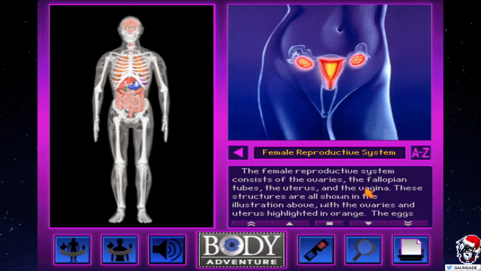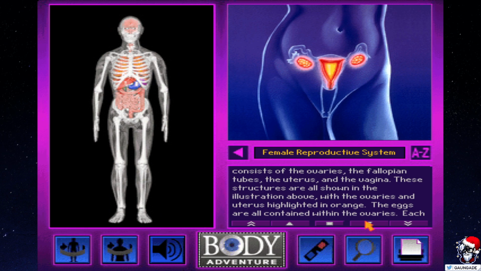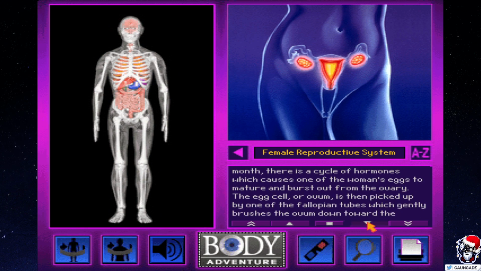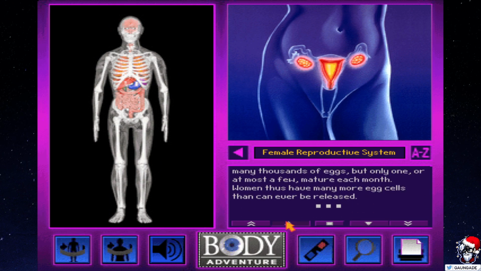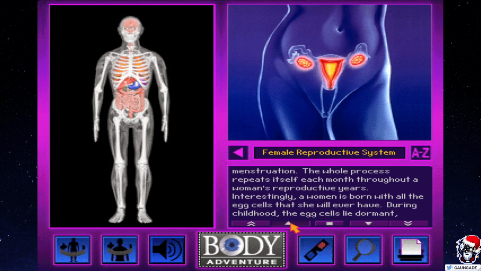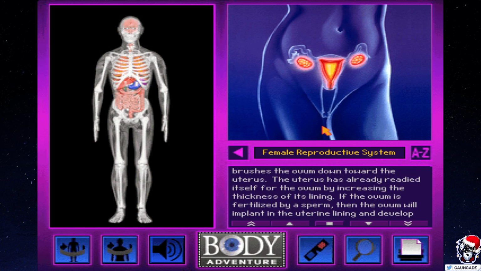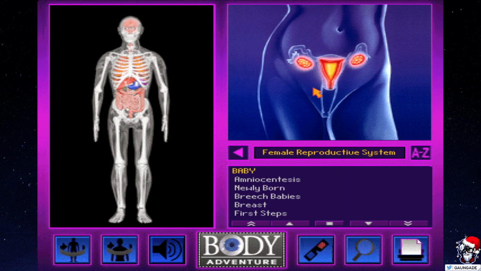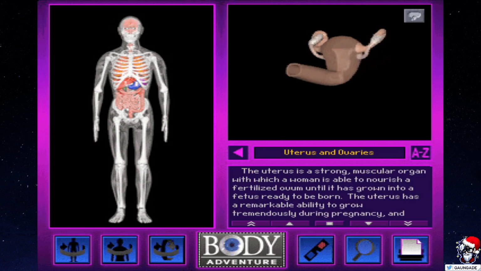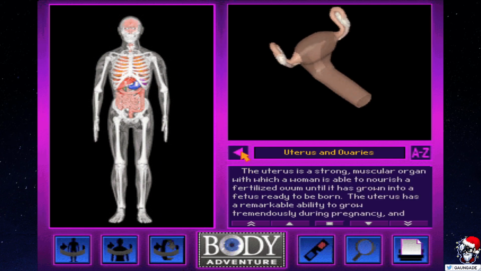Female reproductive system. Then here they just say the open vagina. The female reproductive system consists of the ovaries, the fallopian tubes, the uterus, and the vagina. Hell, they'll talk about every goddamn part. These structures are all shown in the illustration above, with the ovaries and uterus. The vulva. I guess the correct term here would be the vulva. The stuff that's outside, you know? Vagina is just... Uterus. Uterus and ovary. The uterus.